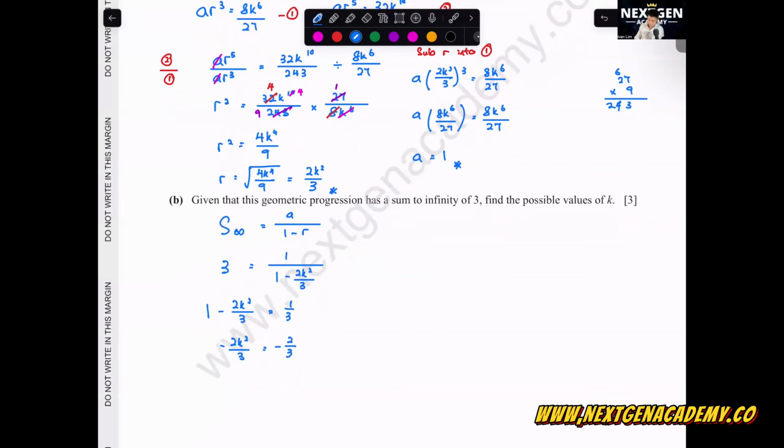Okay, here we will get k squared. Okay, we can both sides take away the negative 2 over 3. So here k squared is equal to positive 1. So k is equal to plus minus square root 1, which is plus minus 1.